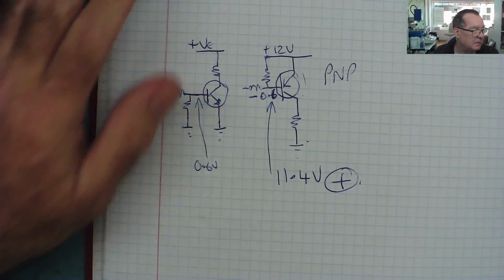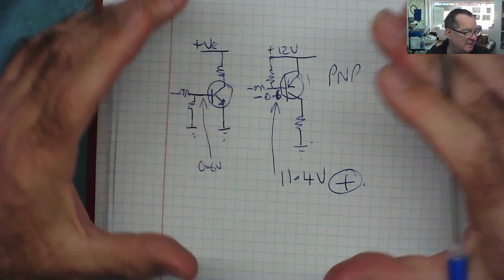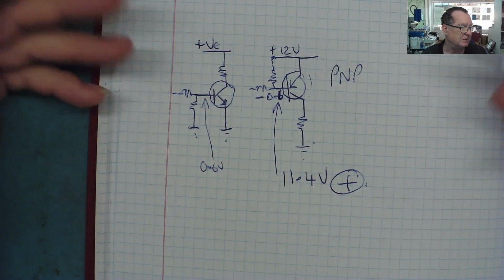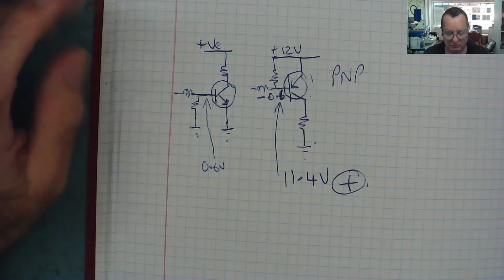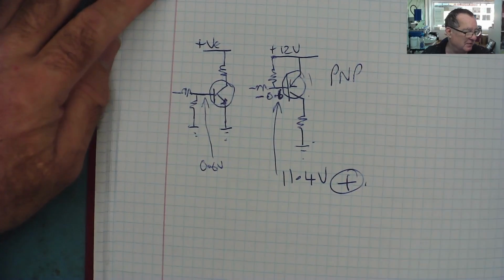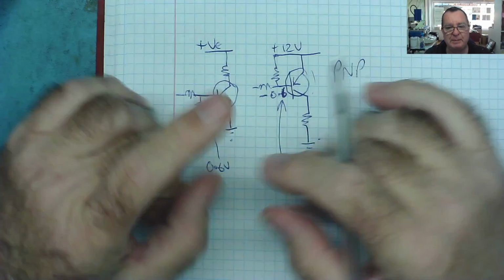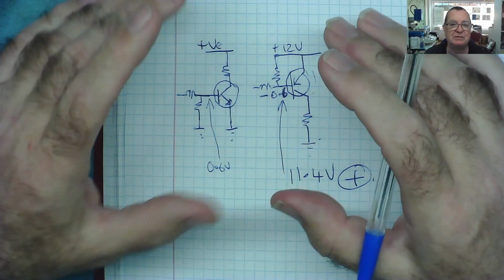So that's something you just need to get your head around. When I was at the beginning, it took me some time. I thought PNP transistors need negative batteries. They don't. It's all relative to the emitter. I'll talk a little bit more about this when we look at how to test transistors in a circuit.